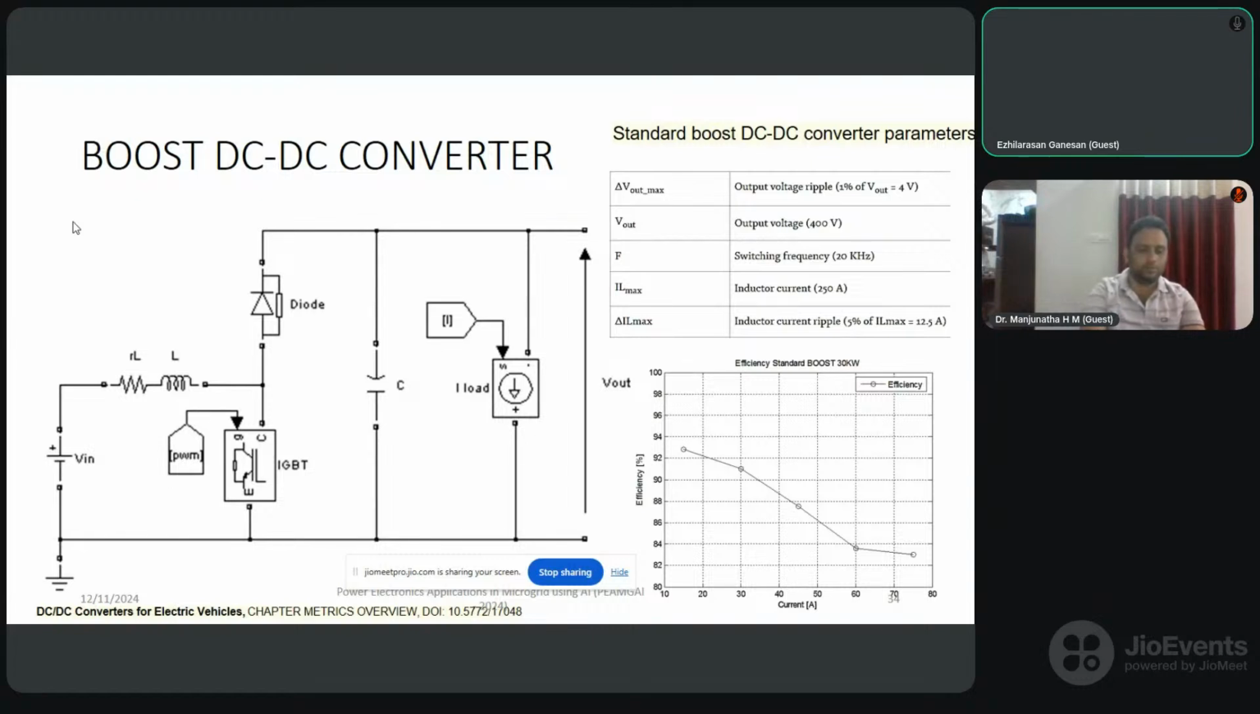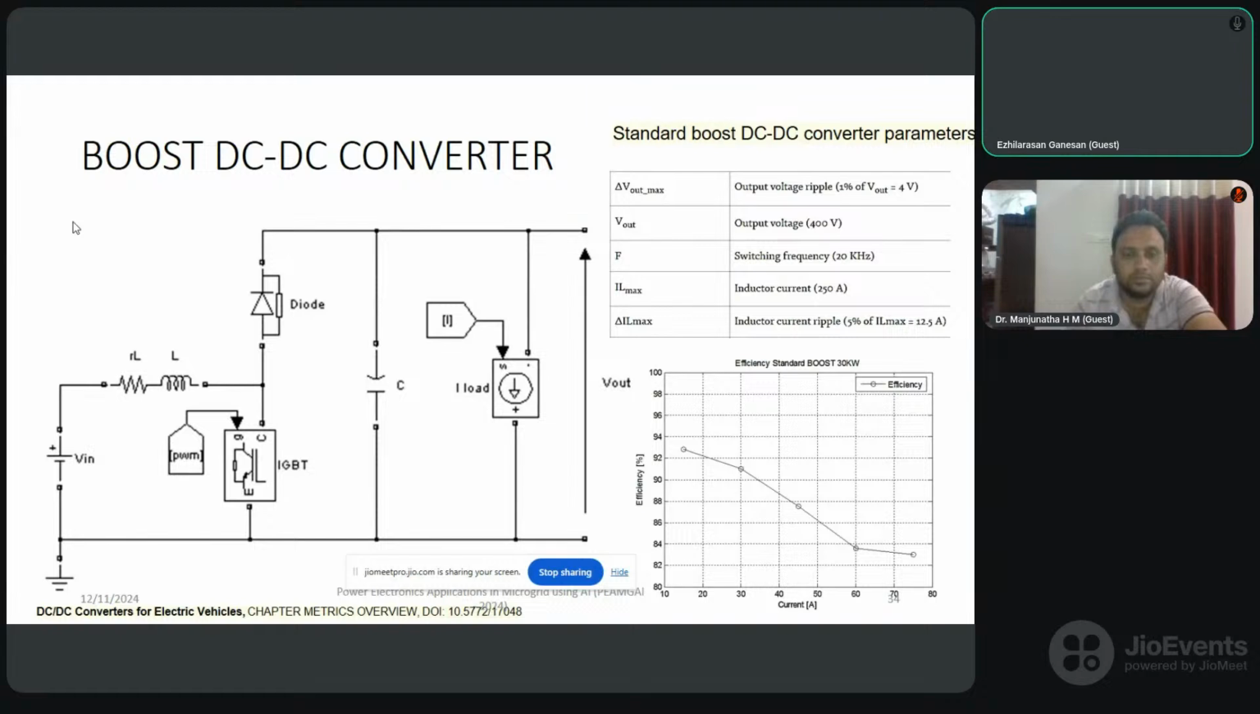In this way, since the output voltage is more than the input voltage, this converter is called a boost converter, and this boost converter operation is due to L, the inductor. The more the value you put, and the more time you keep this IGBT on, that much output you will get.